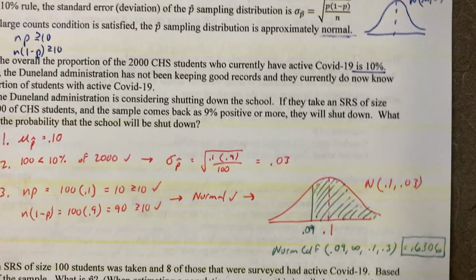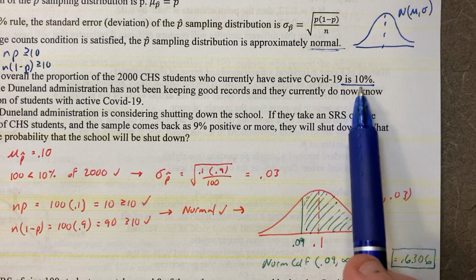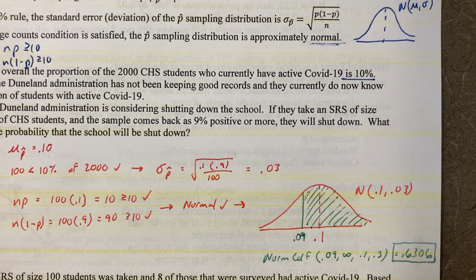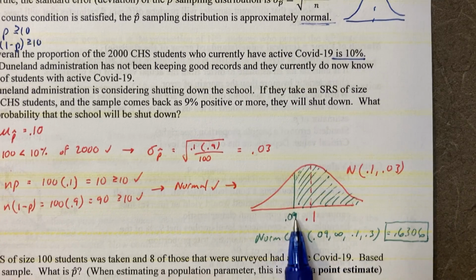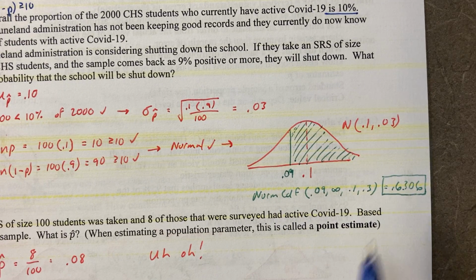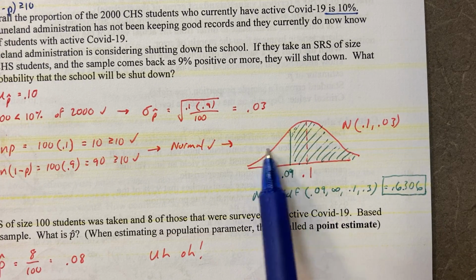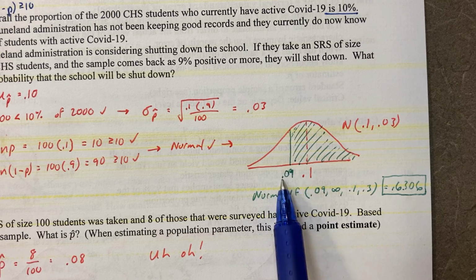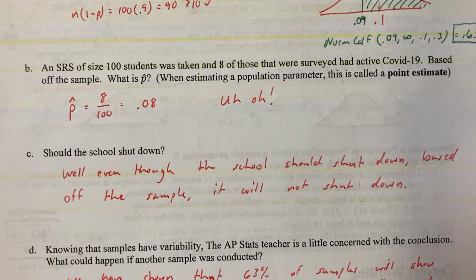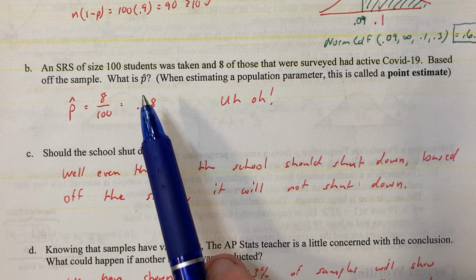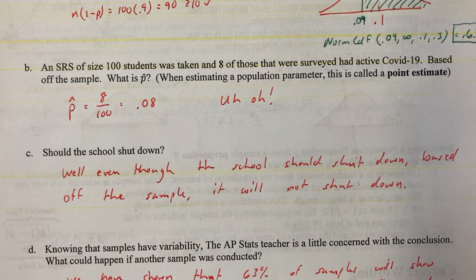When in reality, it's a 10% active rate. But we know that coming back as greater than 9% is only 63%. So there was still a chance that a sample was going to come back less than 9%, and that's what just happened. Just by chance, our sample came back less than 9%. So this is an error. In reality, we should have shut down, but we did not. Our sample came back as not shutting down.